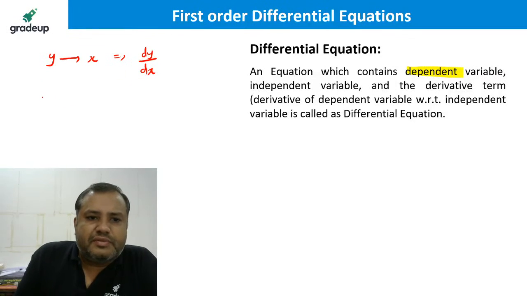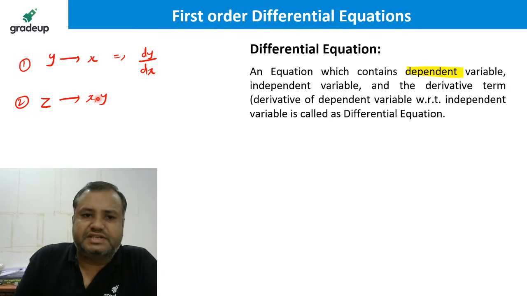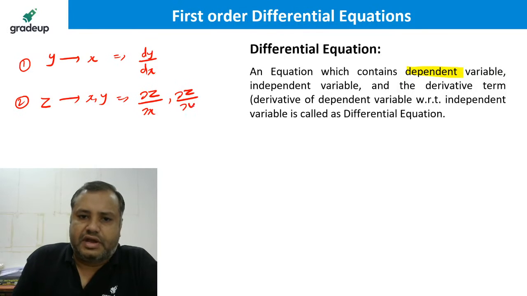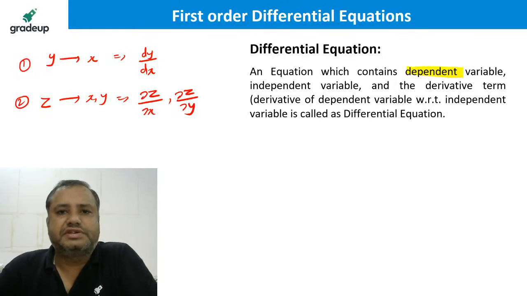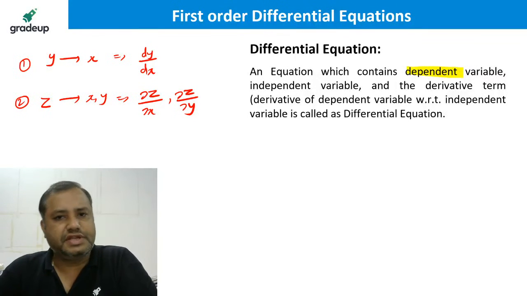Suppose the dependent variable in your differential equation is z, which is a function of two independent variables x and y. In this case, partial derivatives of z with respect to x and y will exist. And when partial derivatives exist, the corresponding differential equation is called a partial differential equation.